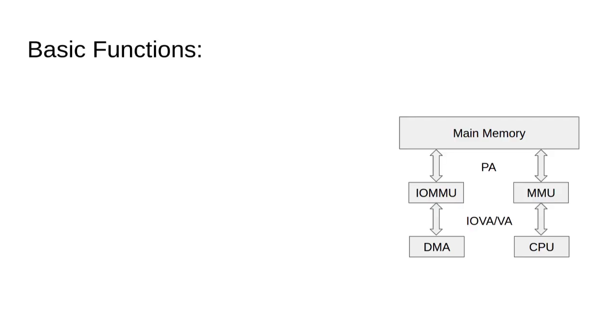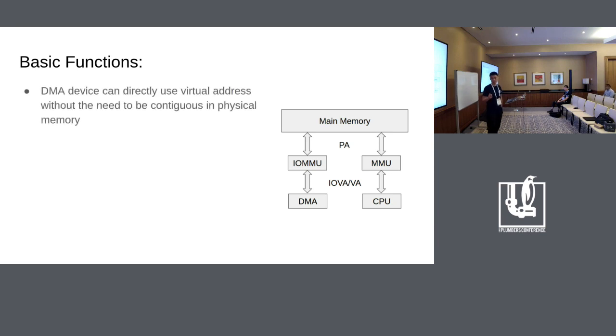If you search on Google, or find it in the documentation in the kernel, you will get some basic descriptions of the IOMMU functions. First, DMA devices can directly use virtual addresses without needing contiguous physical memory. That means a little bit of scatter-gather capability for DMA devices. Then, it solves the address problem of devices with limited address space. That means a 32-bit device can use 64-bit addresses with the help of the IOMMU. Without an IOMMU, this device cannot access the whole system memory.